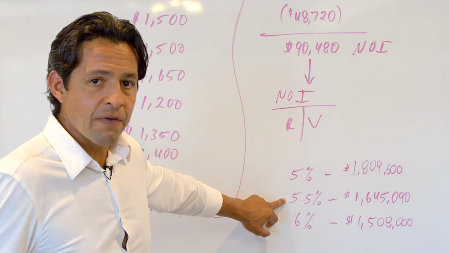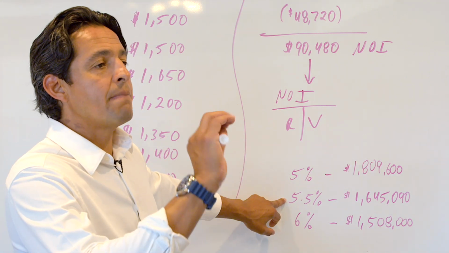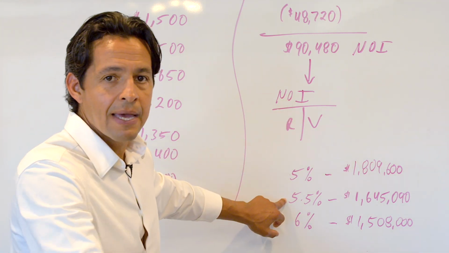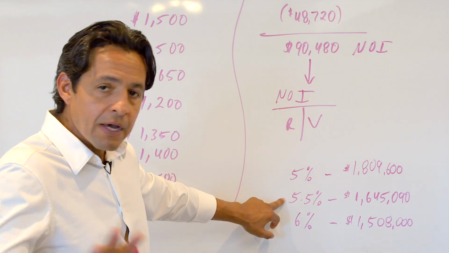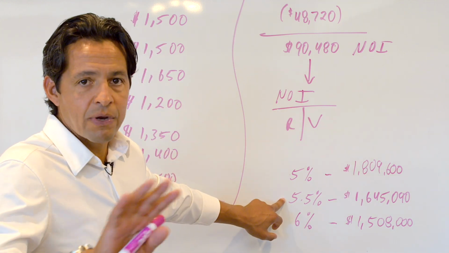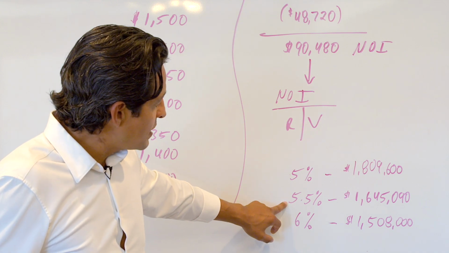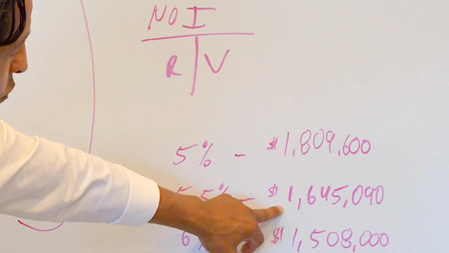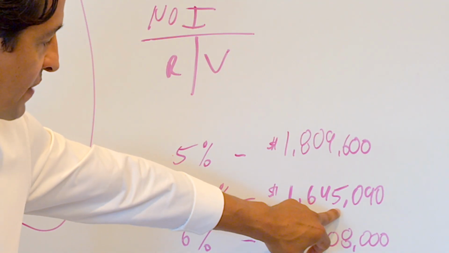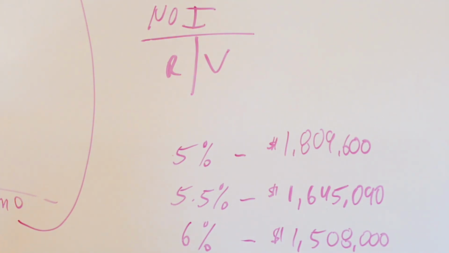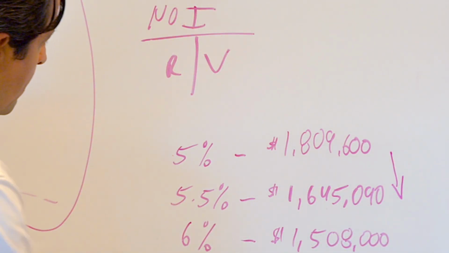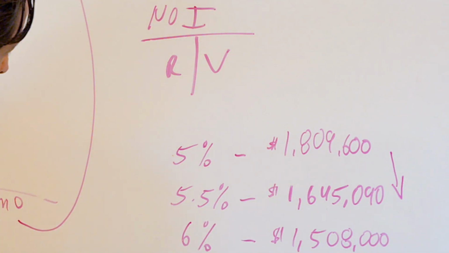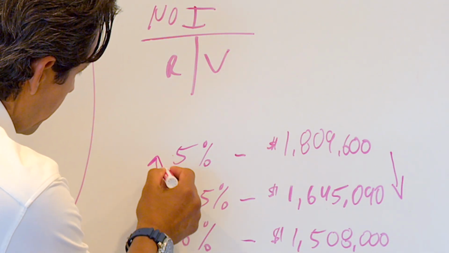You don't want to overpay for the property. The market is selling and trading at a 5.3 cap. So you'd probably be comfortable with a 5.5, 5.3 or 5.5, okay? If you did that, then the value would be $1,645,000. So what happened here? The value went down. Okay, the value goes down and the cap rate essentially had gone up, okay?